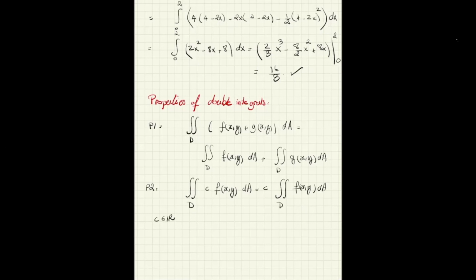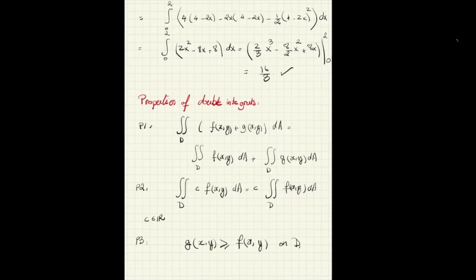Then there is the third one, which says that if I have a surface that lies higher than another surface, and I want to compute the volume under these surfaces, then one will be larger than the other. That's obvious, right? So the integral over D of this function here will be larger or equal to the integral over D of this function here.